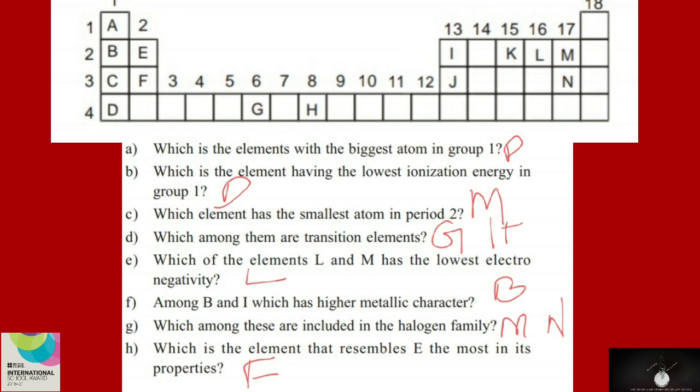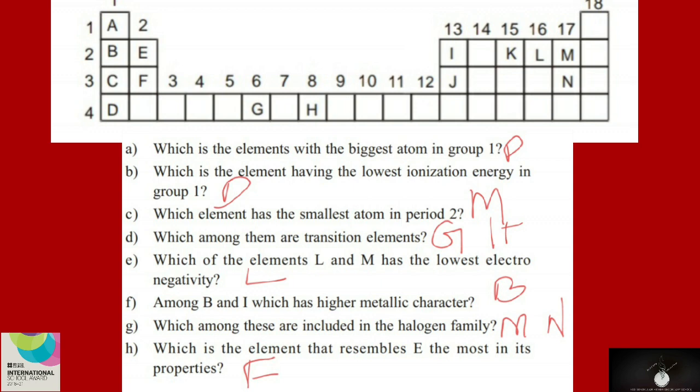And which of the elements L and M has the lowest electronegativity? Tell me children, which has the lowest electronegativity? As we move across the period, electronegativity increases. So M is most electronegative and L has the lowest electronegativity. So the answer is L.